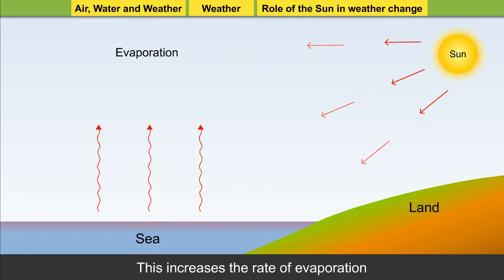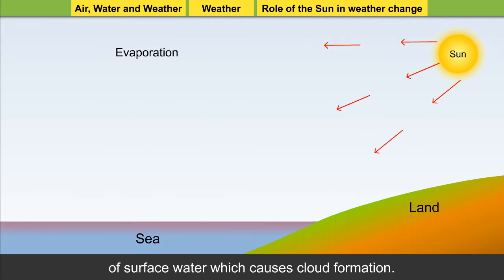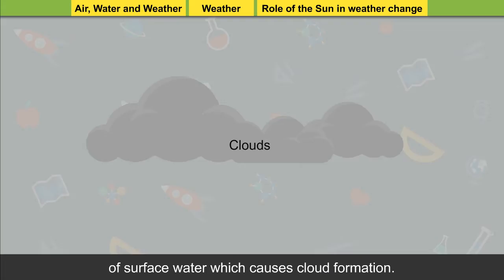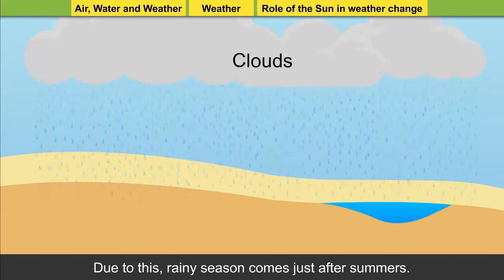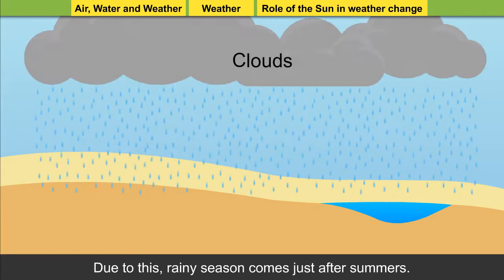This increases the rate of evaporation of surface water, which causes cloud formation. Due to this, rainy season comes just after summers.